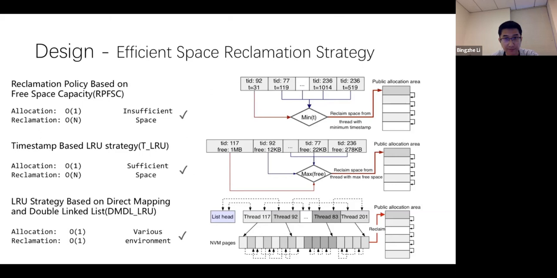DMDL-LIU applies to common situations. It has constant time complexity for both allocation and reclamation, which can achieve stable performance in most cases.